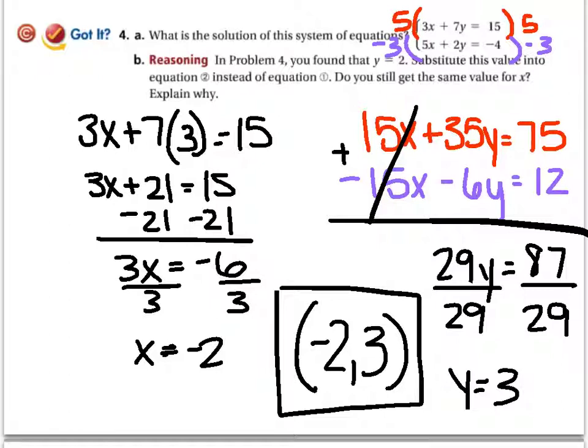That reasoning question, it's actually referring back to the question right before this. It says, in problem 4, you found that y was 2, and substitute this value into the second equation instead of the first one. Do you get the same value of x?